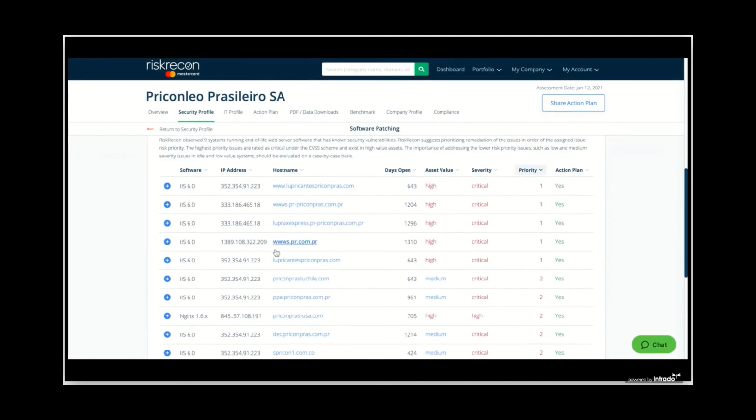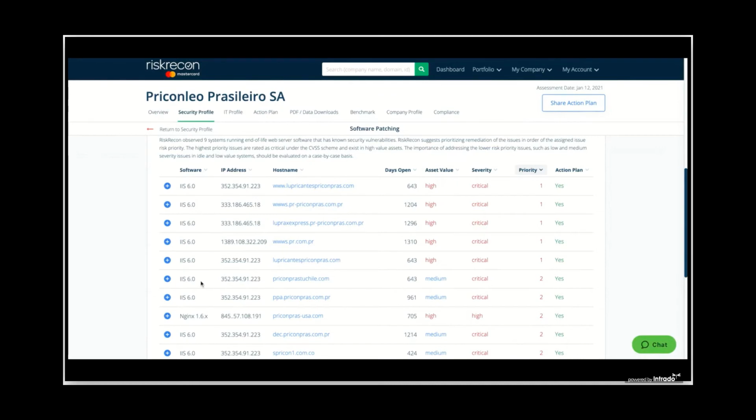This has been masked for the demonstration. IP address of the system, full host name, how many days we've seen that particular issue in the wild, and then this, as I mentioned before, this concept of the system's asset value and the issue severity of that particular issue that we've discovered. In this case, it looks like we've assigned a critical severity level to the issue, and the issue in this case is running IIS-6, which is a very much end-of-life version of IIS with a number of vulnerabilities associated with it.